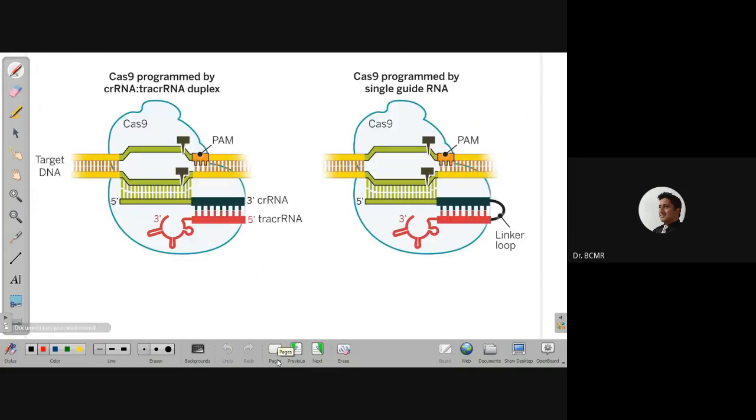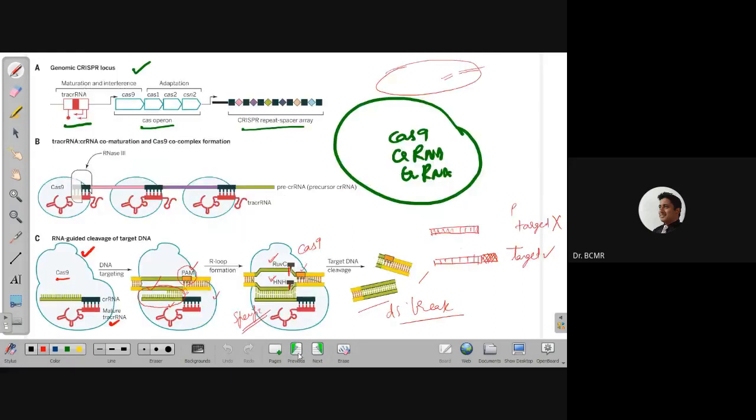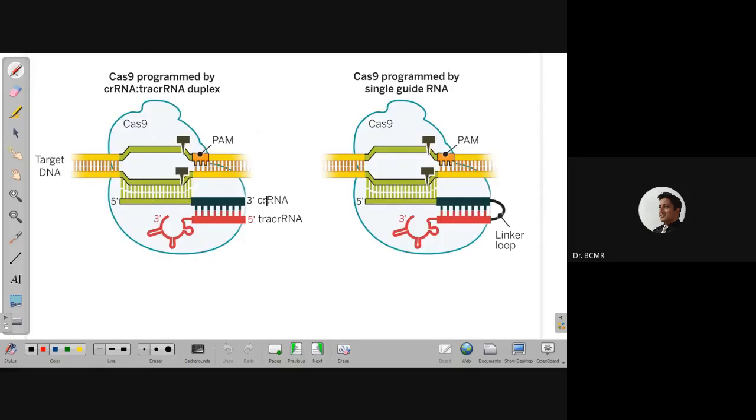So, if we want to commercialize and use it for our purpose, we now have to have three components. One is CRISPR, Cas9. Second is CRISPR RNA, and the third is tracer RNA. So these are the three components, right? Cas9, you have CRISPR RNA and tracer RNA.